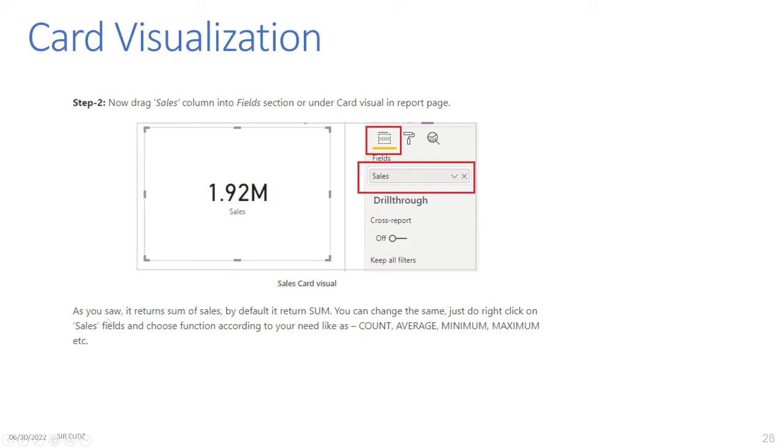As you can see, it returns the sum of sales. By default, it returns the sum. You can change that. Just right click on the sales field and then choose the function according to your need, like count, average, minimum, or maximum, etc.